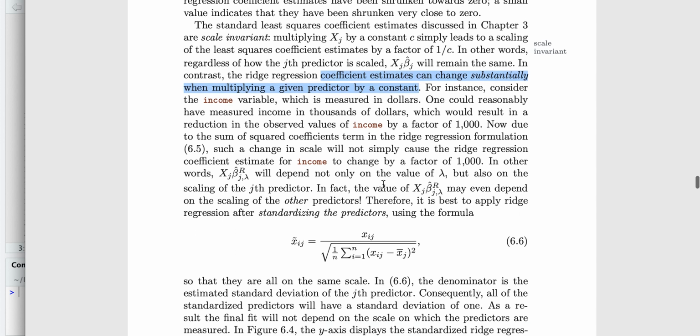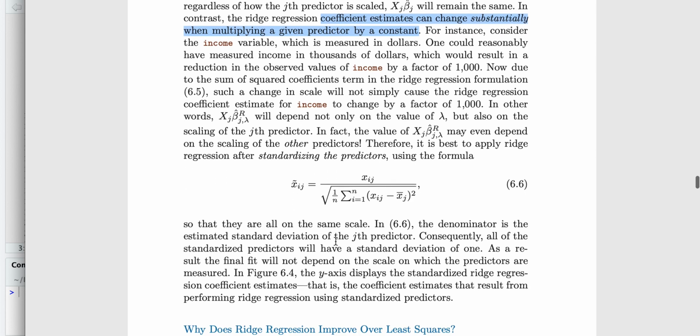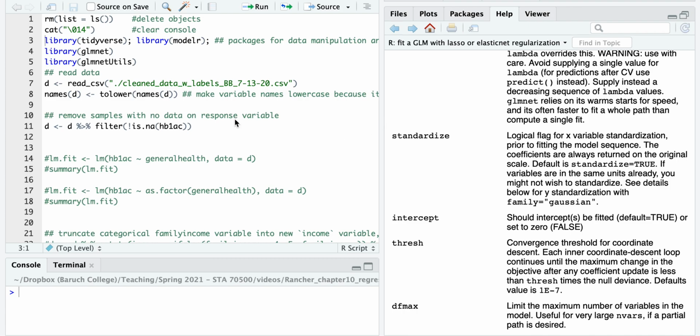Okay, and I suggest you read this. But the main point is that it's best to apply regularized regression after standardizing the predictors so that all the predictors have the same scale. Okay, how can we do that? We need to divide them by their standard deviation.